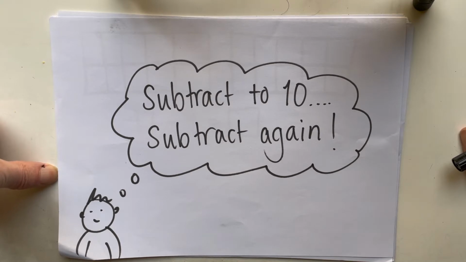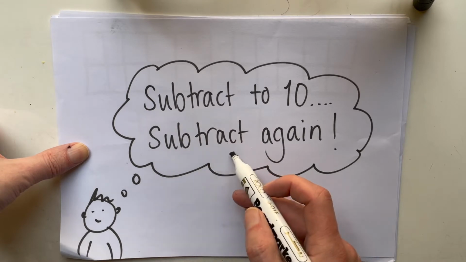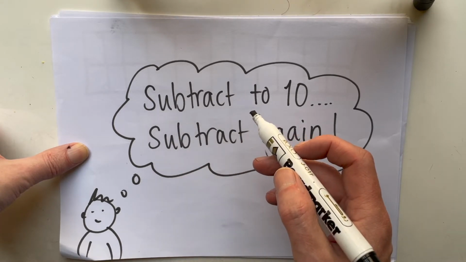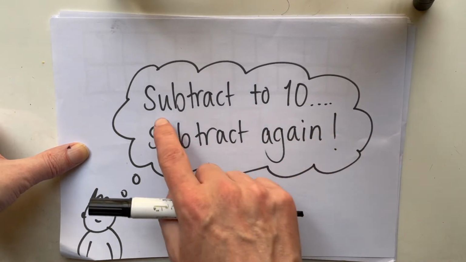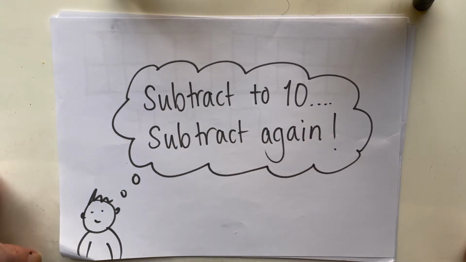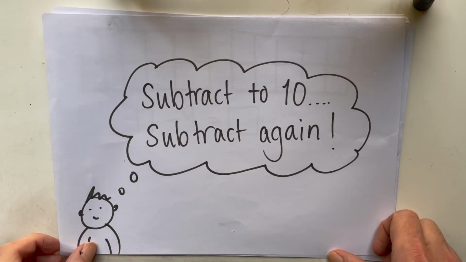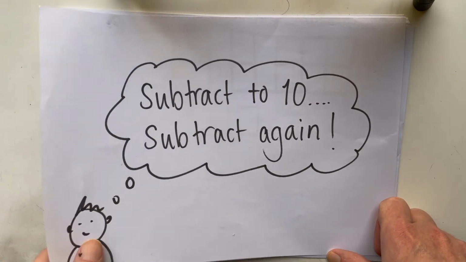We are now going to be practicing a new strategy for subtraction. You can see the word subtract there and the word subtract. This one has kind of got a cool, interesting name: subtract to 10, subtract again. The reason it's called this is because we do two little subtractions to help us out. And again, we're going to use that friendly 10 when we're subtracting to help us. I'm going to show you what I mean. I have some examples here.